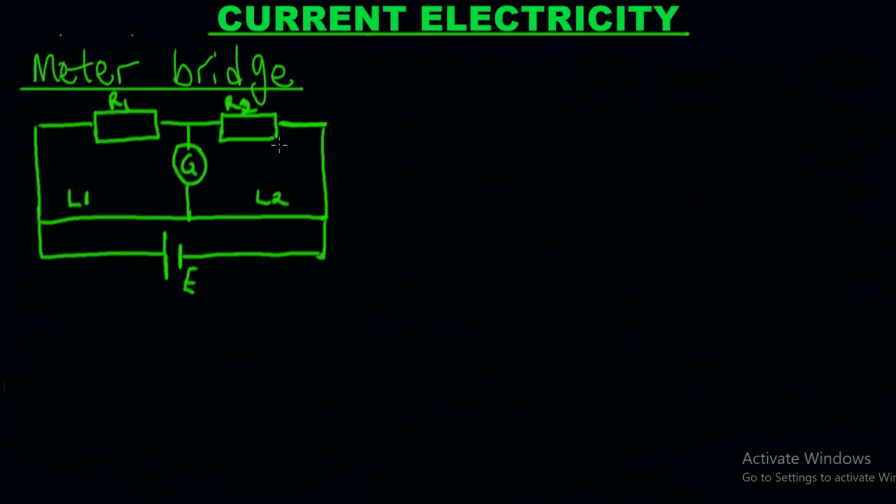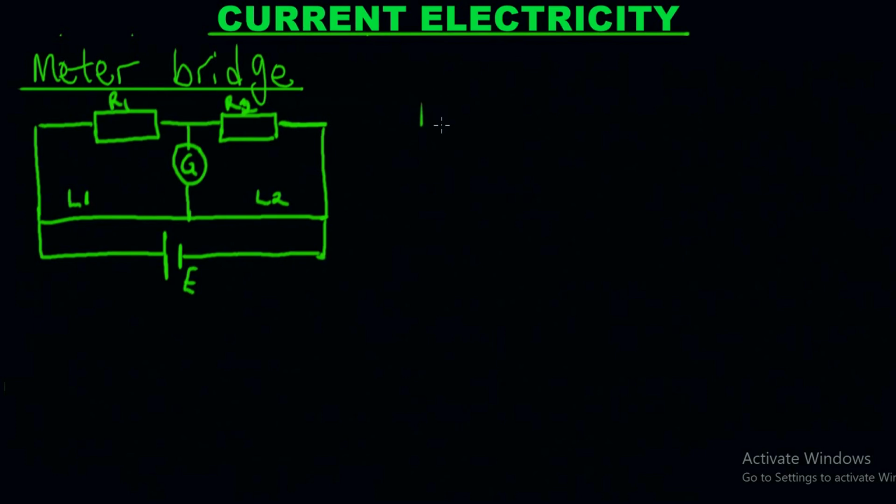Okay, so moving on, we have the meter bridge. The meter bridge is the simplest form of the Wheatstone bridge. Just like the Wheatstone bridge, it also uses a measuring resistance and a comparing resistance, but it gives a more accurate result compared to the Wheatstone bridge. So this is how a circuit for the meter bridge looks like.